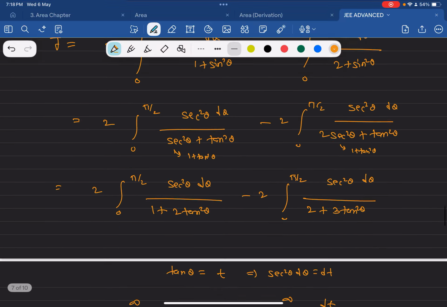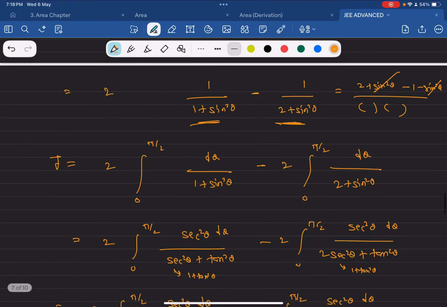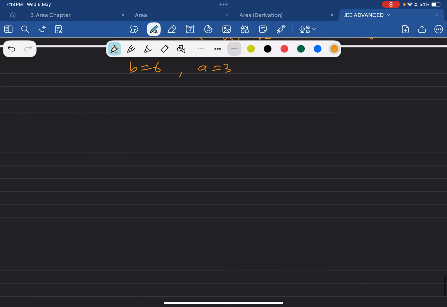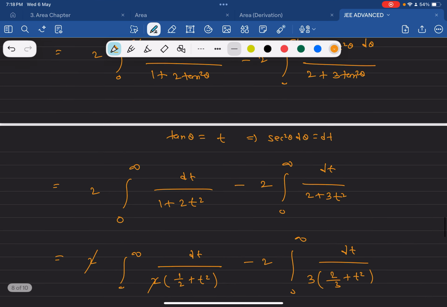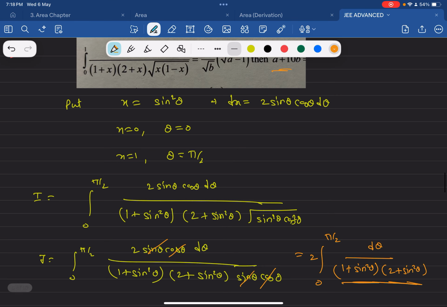So what question are they asking? They are asking a plus 10b. So how much are you going to get for a plus 10b? 3 plus 10 into 6, which is 60, plus 3 is 63. So 63 will be the right answer. Understood? So this will be the solution. Okay, thank you.